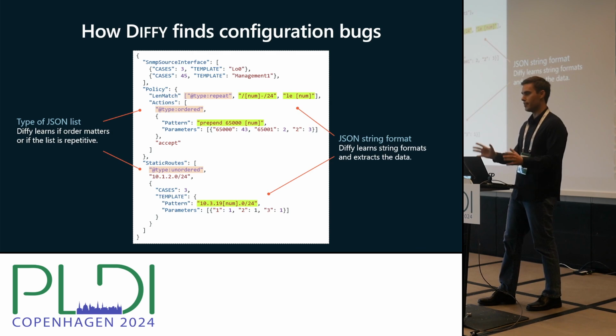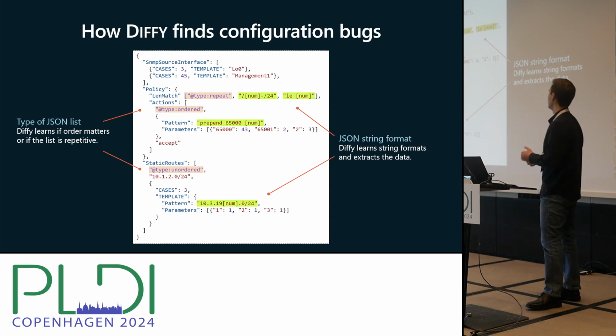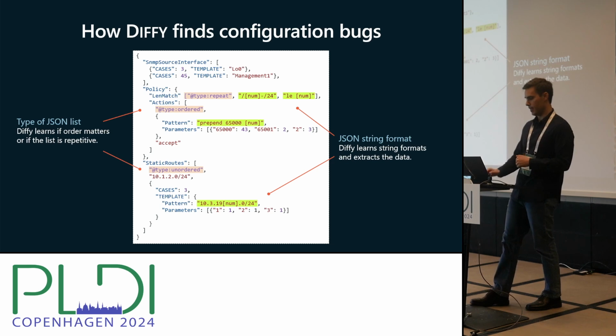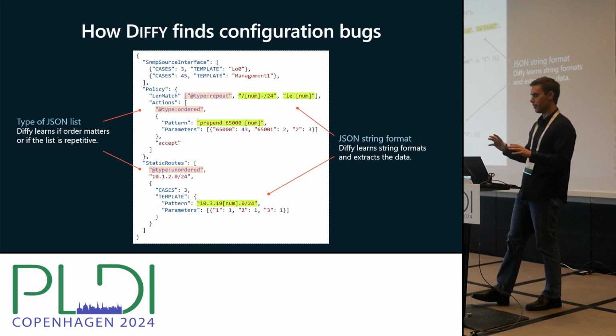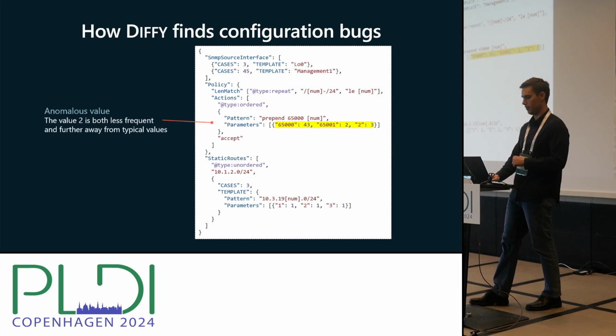Then for each JSON string here, Diffy has synthesized a template that best captures and generalizes the concrete examples it observed in the example data that we gave it. The parts of the configuration that vary are left as these template holes, for example, some substring that might differ from config to config.